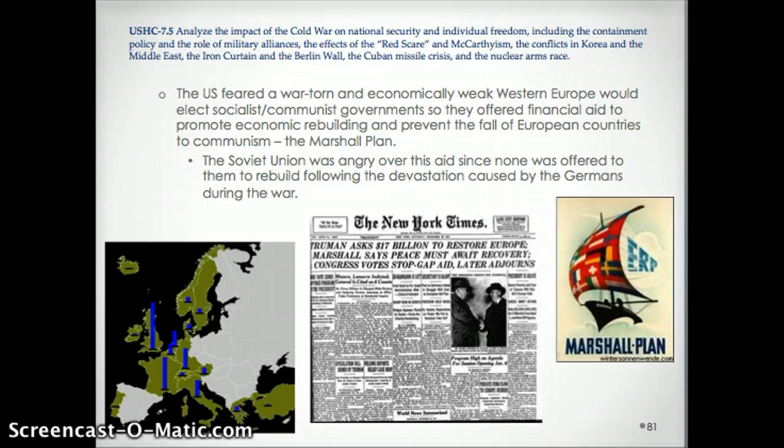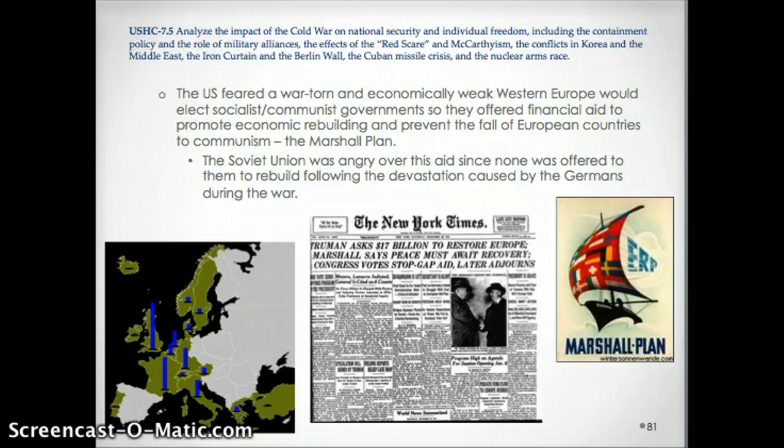The U.S. feared a war-torn and economically weak Western Europe would elect socialist, communist governments, so they offered financial aid to promote economic rebuilding and prevent the fall of European countries to communism. This is called the Marshall Plan. The U.S. gives lots and lots and lots of money to Europe so that Europe can rebuild after the war.